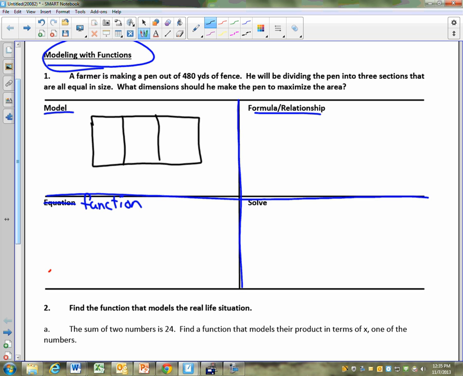The goal of this farmer is to maximize the area. See, if he can maximize the area, that way his sheep, or whatever he's having in there, are going to have more room to run around. They're also going to have more grass to eat. He's going to maximize his efficiency if he finds the maximum area.